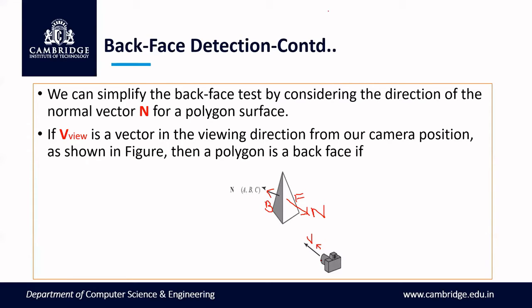So now, how do I deal with this? It's very simple. Do a dot product, because both are vectors. V is a vector and N is a vector. Do a dot product. When you do a dot product, if the value is greater than 0, then it is a back face. It's very simple. Okay, let me bring up our coordinate system.